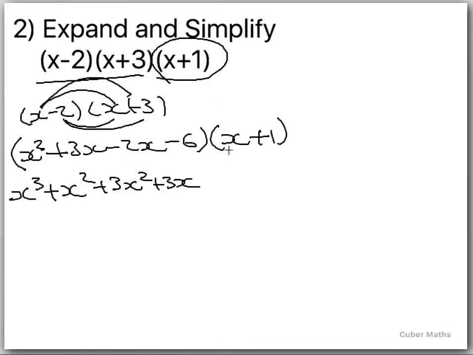Minus 2x times x, which is going to give us minus 2x squared. Minus 2 times plus 1, which is going to give us minus 2x. Minus 6 times x, which is going to give us minus 6x. Minus 6 times 1, which is going to give us minus 6.